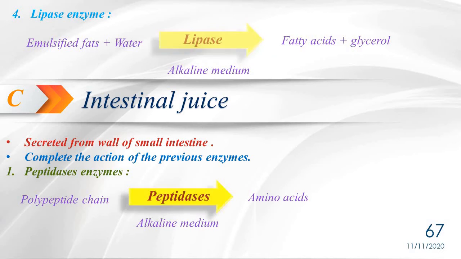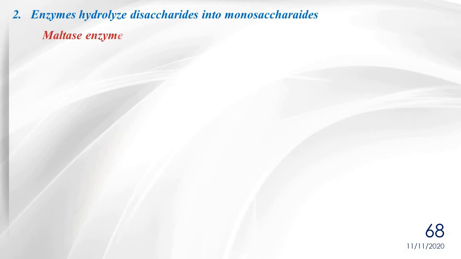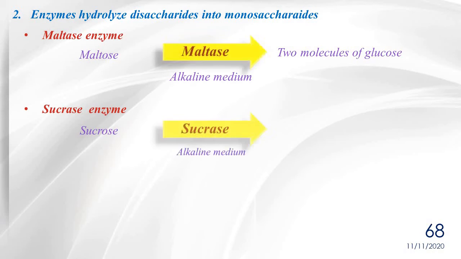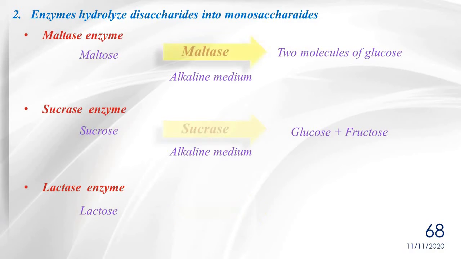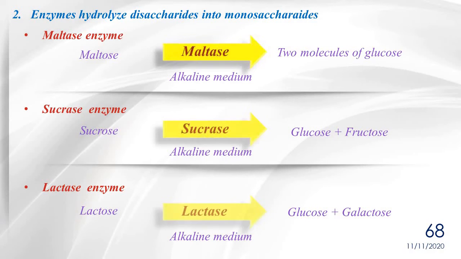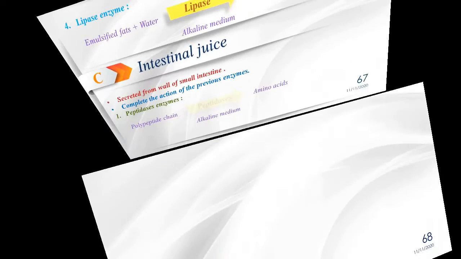Like what enzyme? It contains a lot of enzymes like peptidase enzyme, which breaks down the polypeptide chain into amino acids in the presence of alkaline medium. Enzymes called maltase, sucrase, and lactase all break down the disaccharide into monosaccharide. So we have two types of enzyme here.